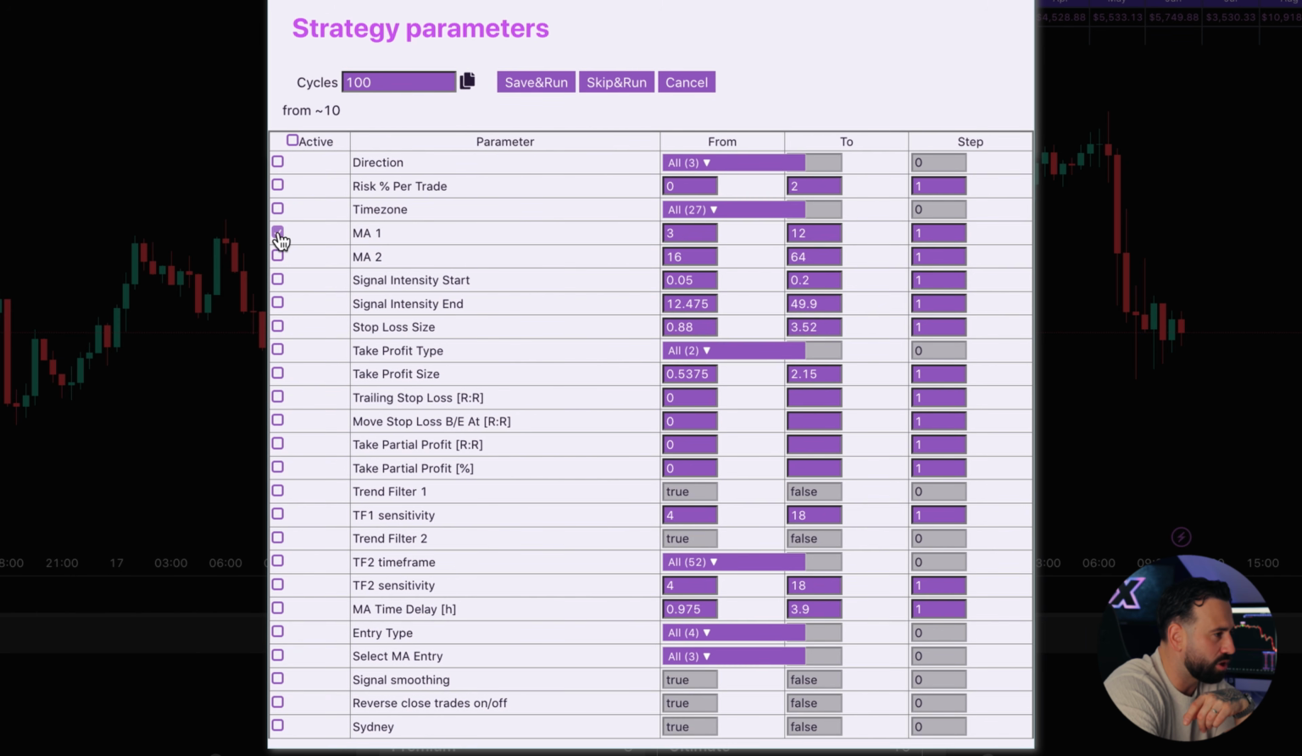I'm going to look for it to optimize MA1 and 2, which is some of the settings. Swing intensity, start and end, and my stop loss size. That's what I'm looking to do. I'll leave those as they are. Swing intensity start, we'll start at 0. End, I'm going to go for 20. And I'm going to do a step size of 0.5.